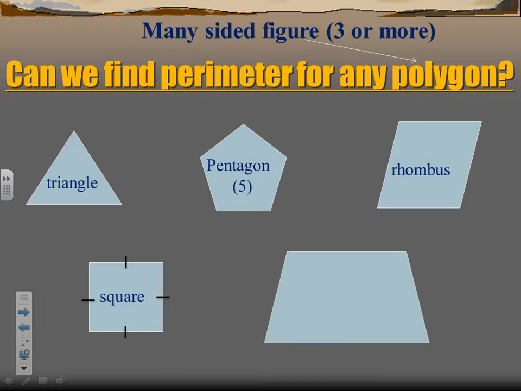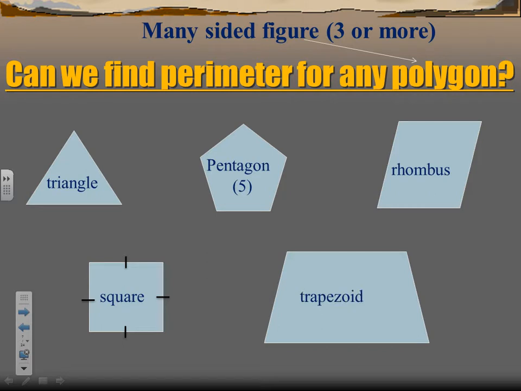And this one is a 4-sided figure where 2 of the sides, in this case the top and the bottom, we call those bases, where the bases are parallel. That is called a trapezoid.